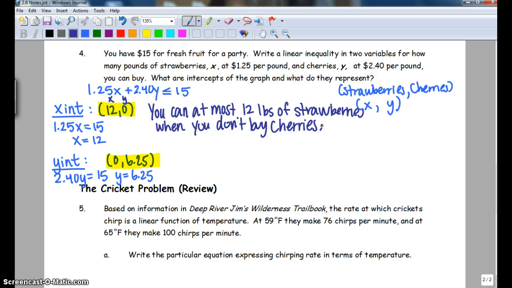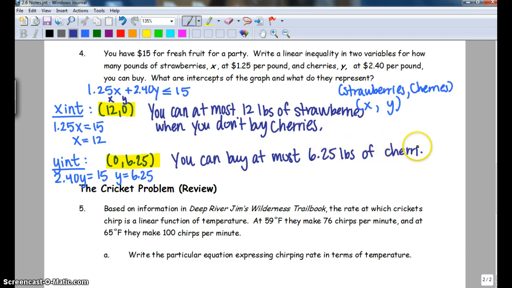And likewise for your y-intercept, remember that this 0 right here is talking about the number of strawberries, and the y, 6.25, is talking about the number of cherries. So for this one, you can buy at most 6.25 pounds of cherries when you don't buy any strawberries.